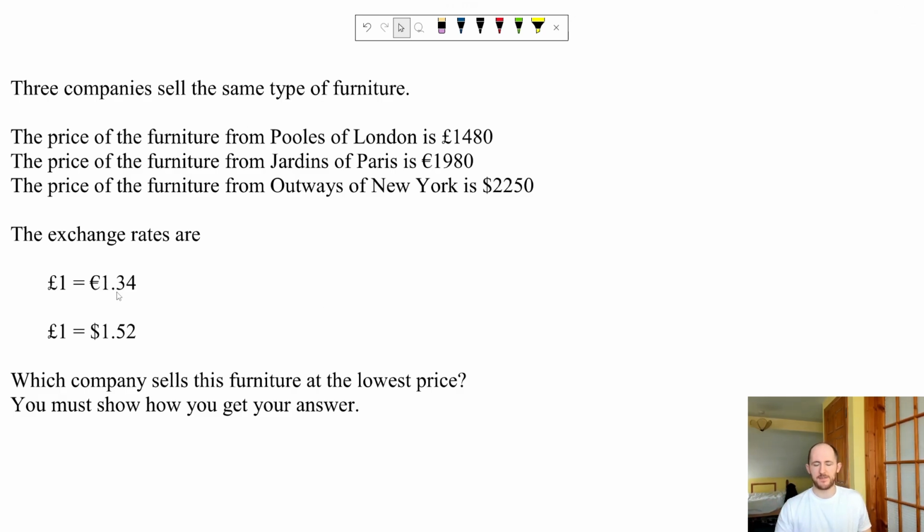And if I have a look here, we have the exchange rates. A pound is 1.34 euros. A pound is $1.52. So the only one that's in common is the pound. So what we want to do is convert everything to pounds. So let's start with the Paris. So we have 1,980 euros. I'm not really good at drawing the euro symbol, to be honest. But how do I change this into pounds?